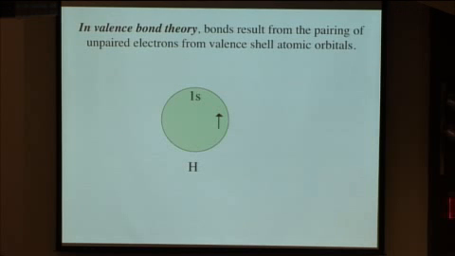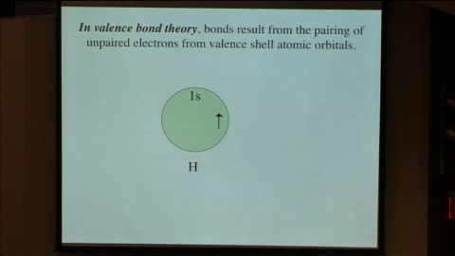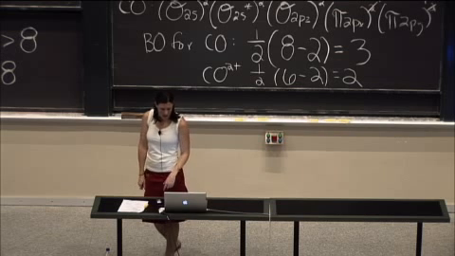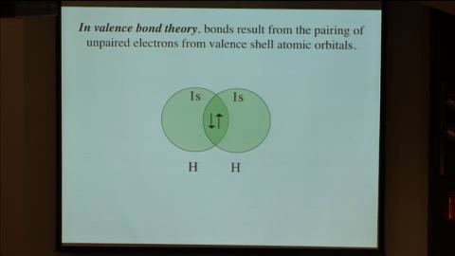So the idea behind valence bond theory is very easy to understand. Essentially what you have is bonds resulting from the pairing of unpaired electrons. So the simplest case we can think of is with H2, where we have two unpaired electrons, each in a 1s orbital of a separate H atom. And if we picture those two coming together, we form the H2 molecule. And again, we have the pairing of the unpaired electrons, and we have two orbitals coming together.